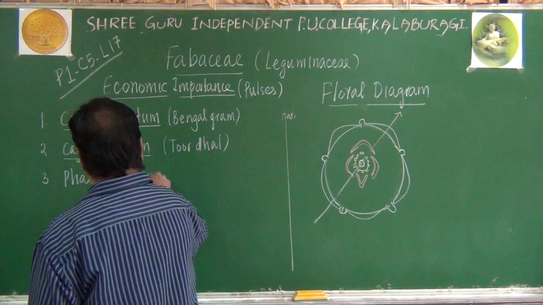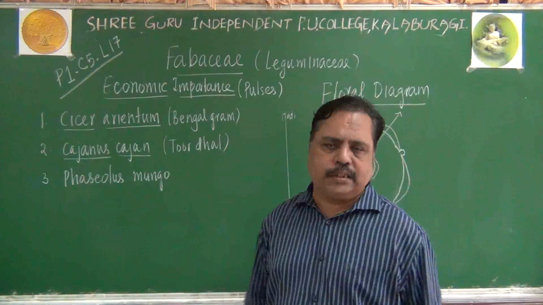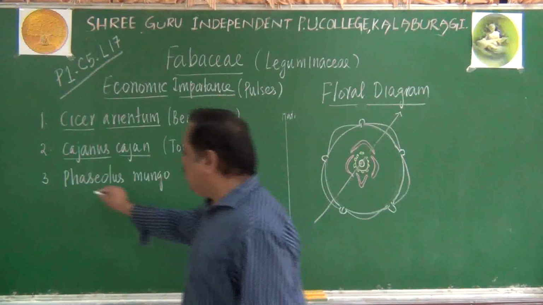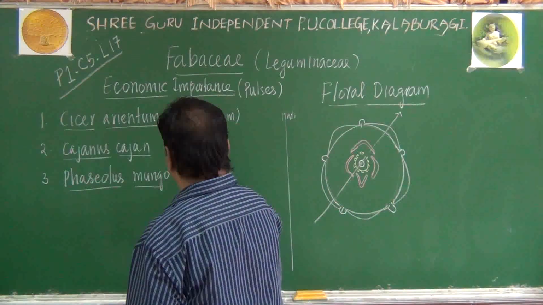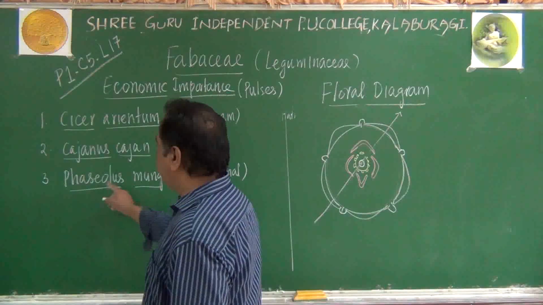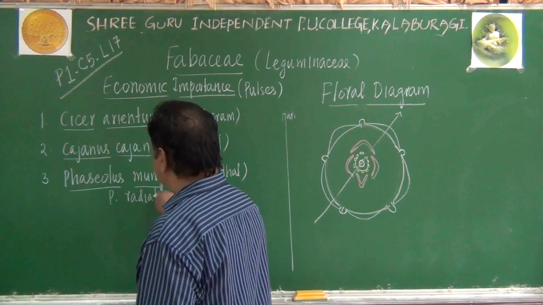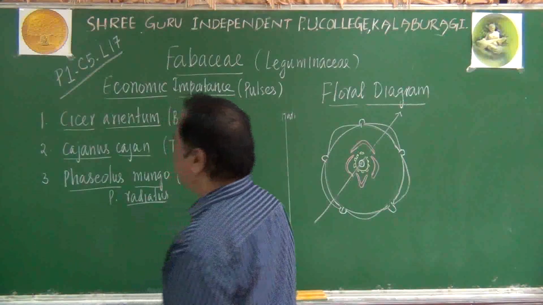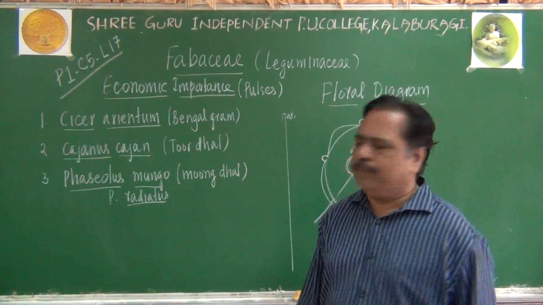Phaseolus mungo or Phaseolus radiatus, it can be called. They are commonly called moong dal. Okay, moong dal varieties in the same genus, Phaseolus mungo, Phaseolus radiatus. They are called moong dal varieties, varieties of dals we can say.